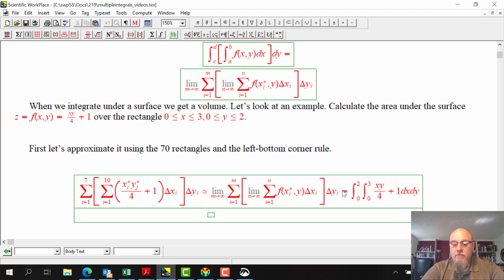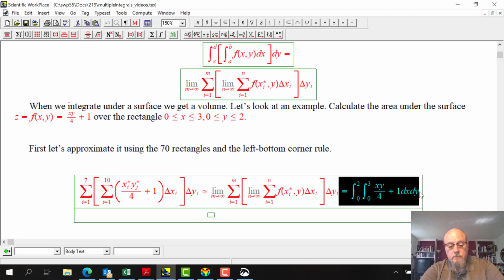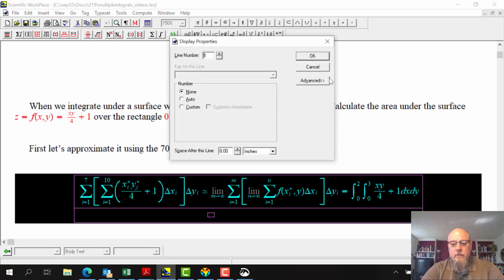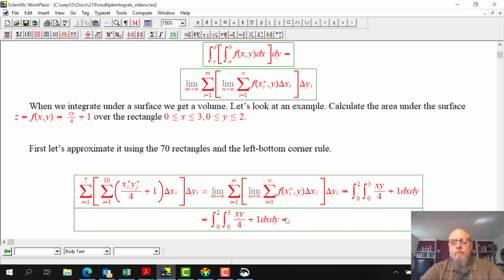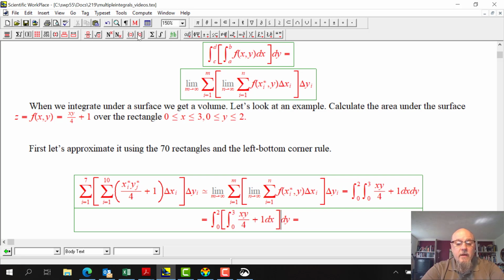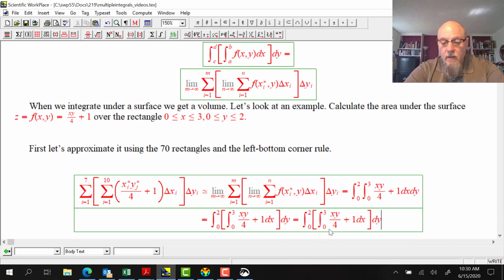Now let's just evaluate this. Let's get a number for this. Well, what I'm doing is thinking of this inside piece as its own thing. Inside the square bracket, it's just integrate with respect to x. Y is a constant. So let's integrate this function with respect to x. If y is a constant, that y over 4 is a constant.